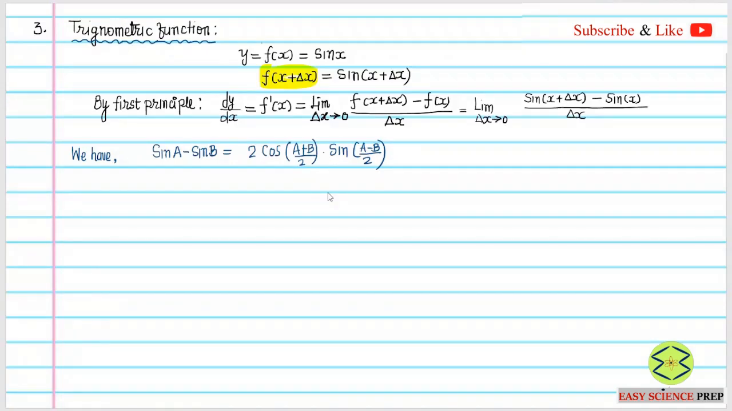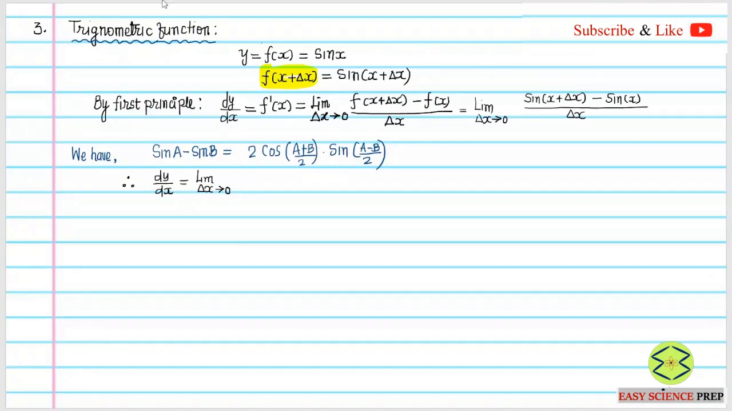2 cos (a plus b) by 2 into sine (a minus b) by 2. This is the result we have, right? So if you apply the same result in the given situation, you shall get dy by dx equals limit delta x tends to 0.